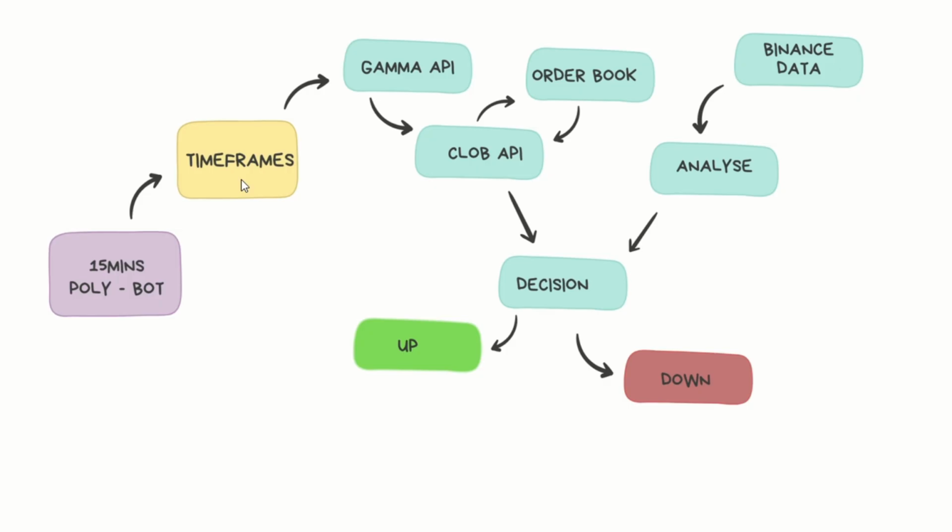For these time frames, once you have these time frames computed, you need to fetch the Gamma API. Once you have this Gamma API, it will give you something we call tokens. Especially on 15 minutes market for Polymarket, it has two tokens, which is either up or down. So you have two tokens, the up token and now the down token.